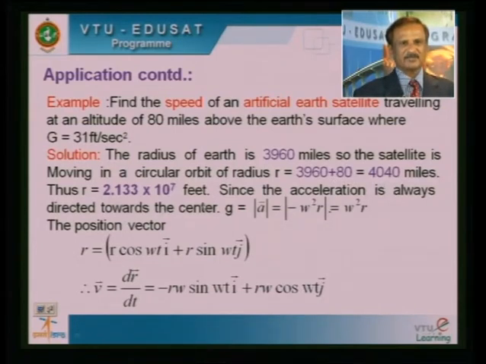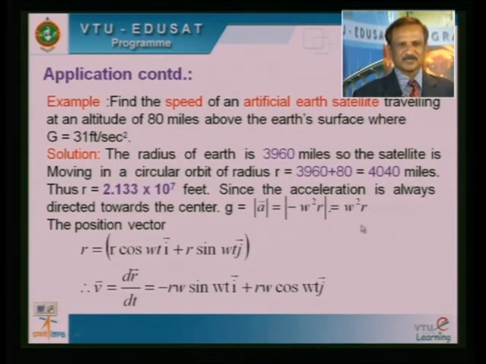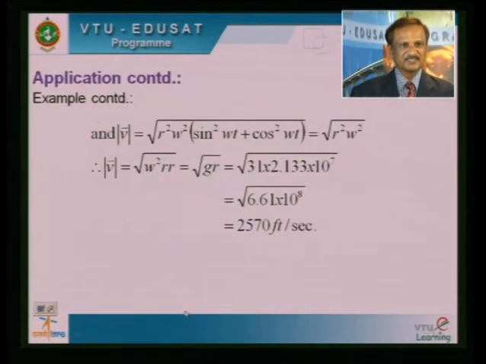Thus R is equal to, you will get, in feet, since the acceleration is always directed towards the center. Just now we have calculated. So g is equal to omega square R. Therefore the position vector is R cos omega t i plus R sin omega t j. So you can calculate velocity, dr by dt. You can differentiate term by term. R as it is, the derivative of cos is minus sin omega t i, and R, the derivative of sin is cos omega t into omega j. I hope you can calculate velocity.